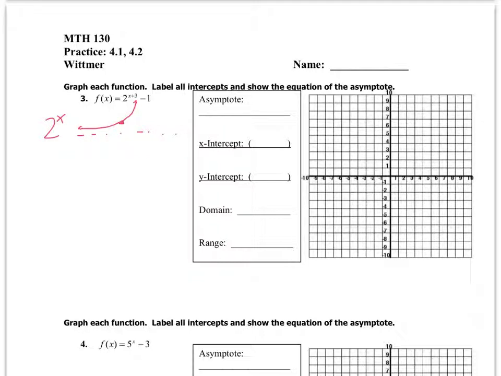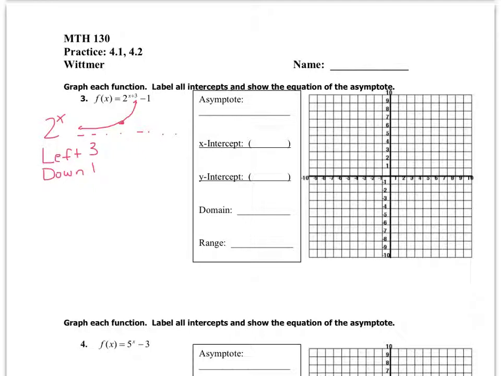Now because we're adding 3 to the power, that's a horizontal movement. So this graph is going to shift left 3 units. It's always opposite of the sign when it's a horizontal movement. Also, this graph will shift down 1.